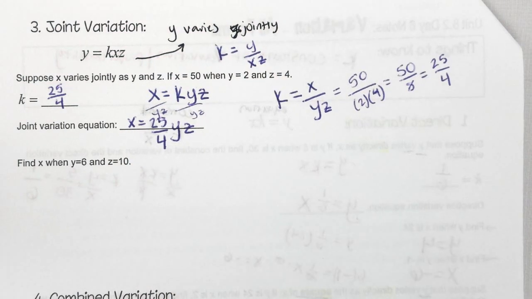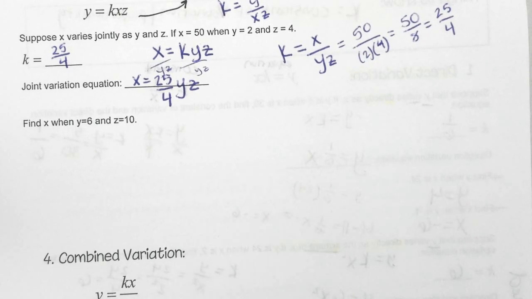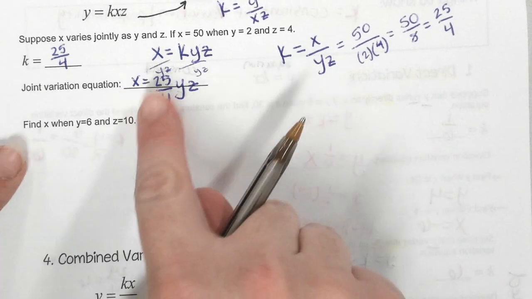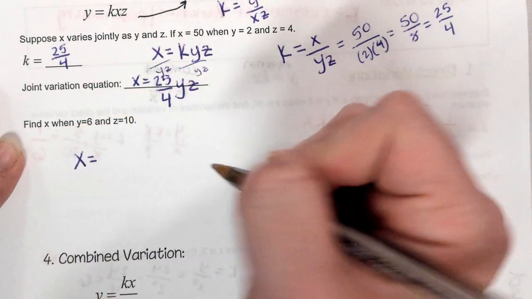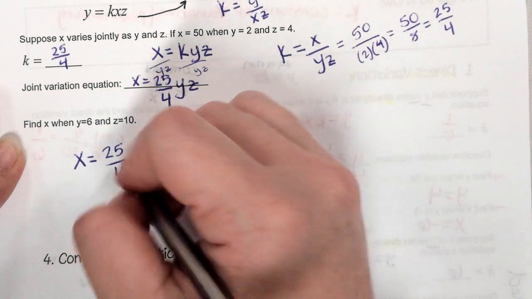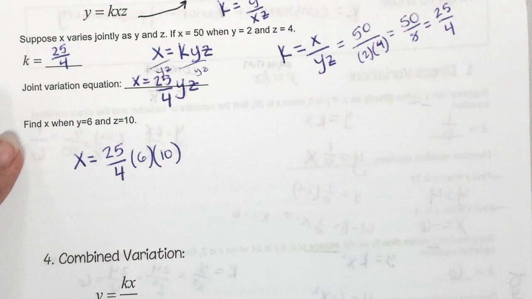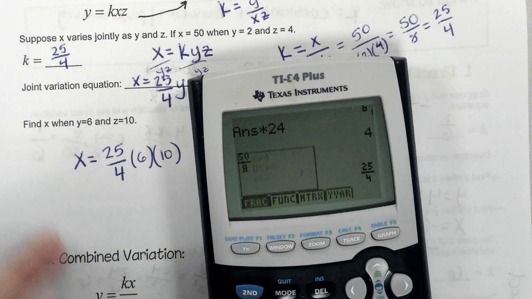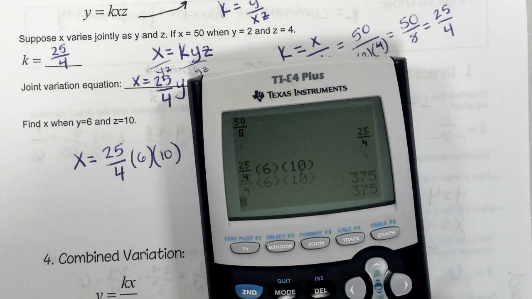I kind of wrote it on the line because I wrote really close to the line. And then it says find x when y is 6 and z is 10. Well, the nice thing is I'm solving for x and it's x equals. So this is going to be a calculator problem. X equals 25 over 4 yz, well, what's y? 6, and what's z? So literally I can type that in my calculator. And I get 375.